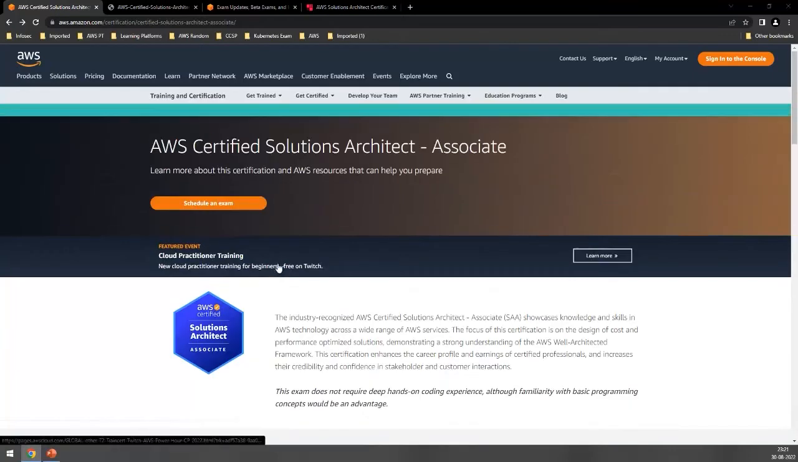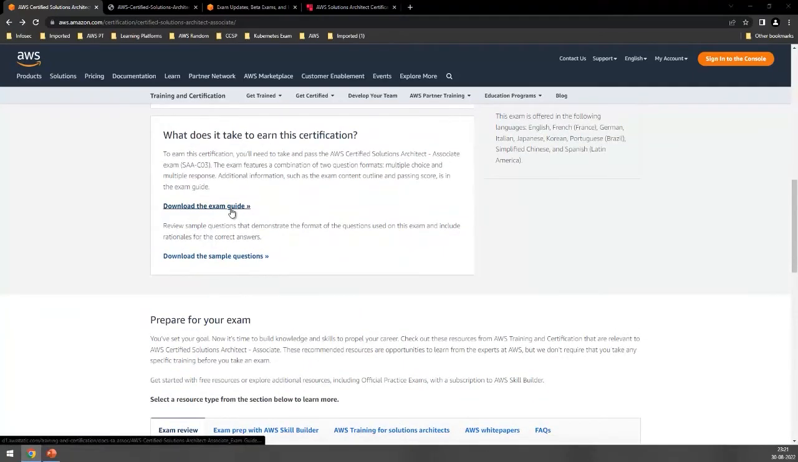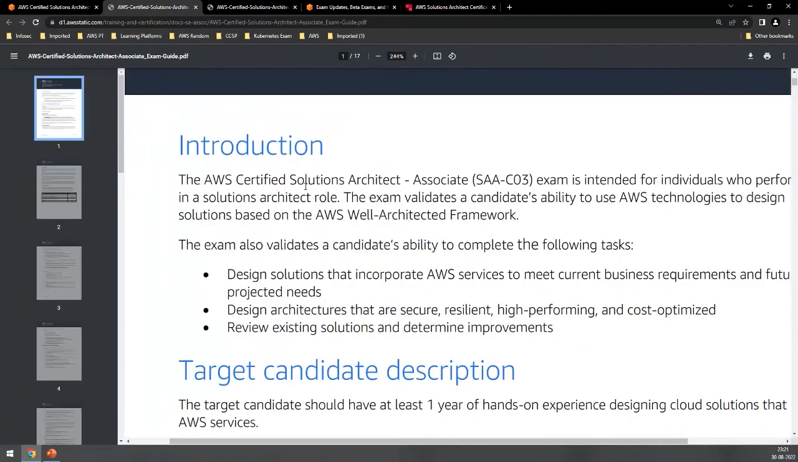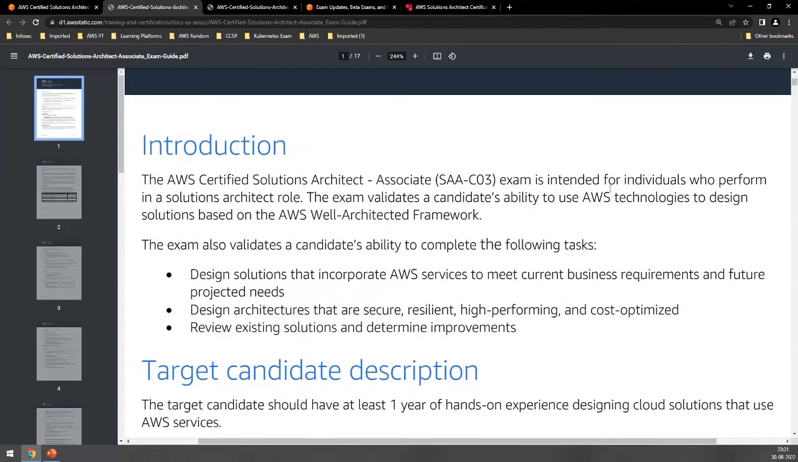So let's do one thing, team. Let's scroll down to the bottom and see the exam guide. This is a very important thing to understand. This helps you understand exactly what the scope of this examination is. This AWS exam is intended for individuals who perform in the solutions architect role. This exam validates the candidate's ability to use AWS technologies in designing solutions based on the AWS Well-Architected Framework.